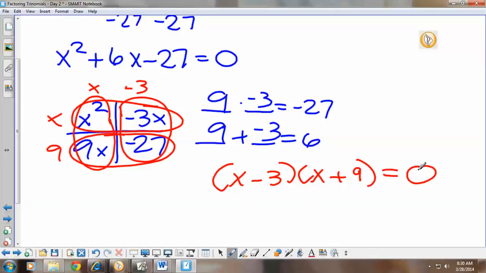equals 0. How do we know that they want us to solve, other than I told you we're solving quadratics today? It equals 0, right. That's an equation. It's not an expression, not just a polynomial. They're wanting us to actually solve. So let's set each factor equal to 0. To solve that first equation, what would we do? Add 3. So x is equal to 3.